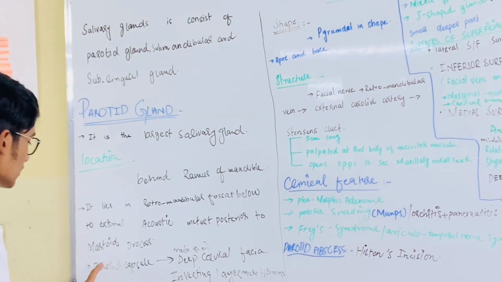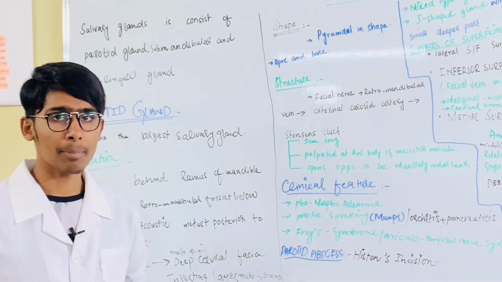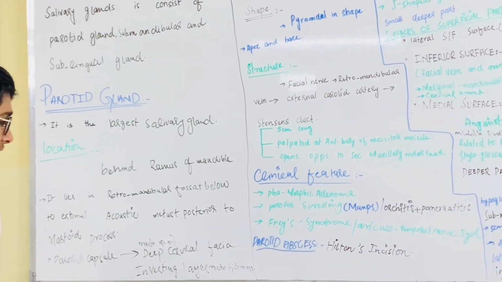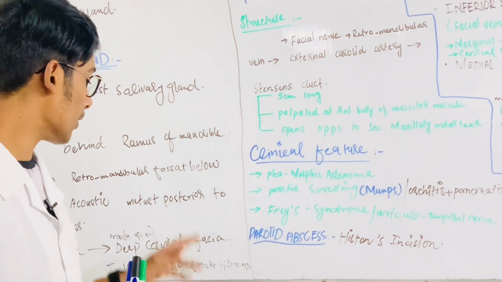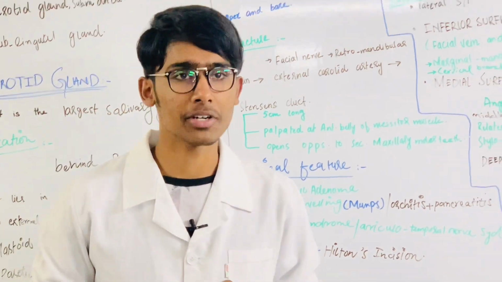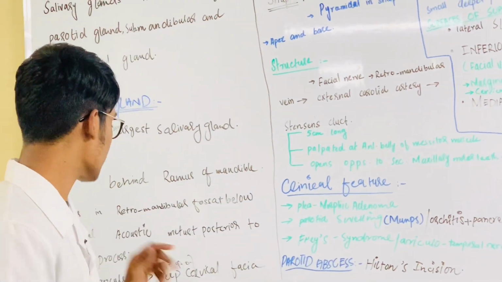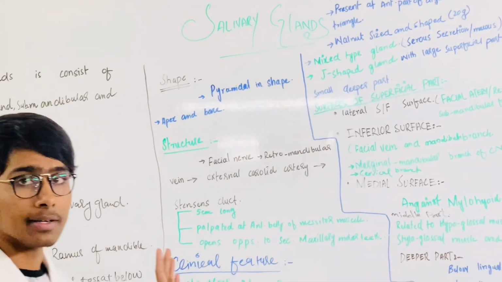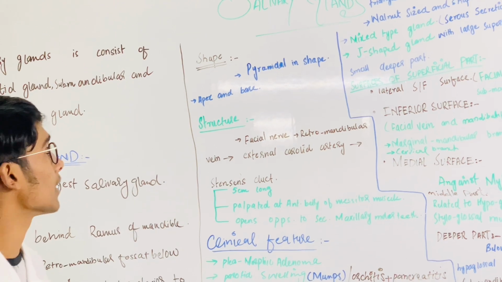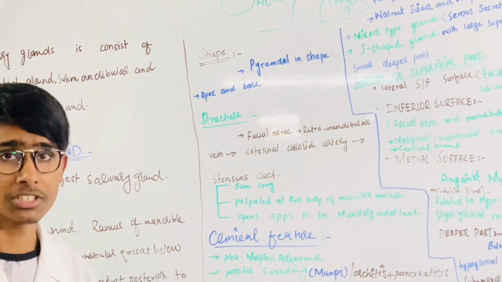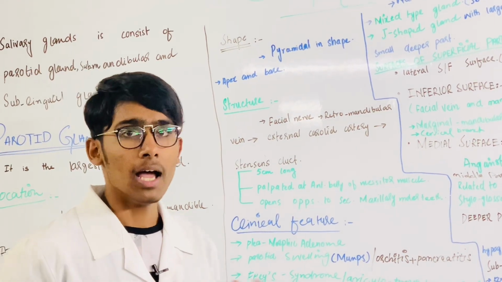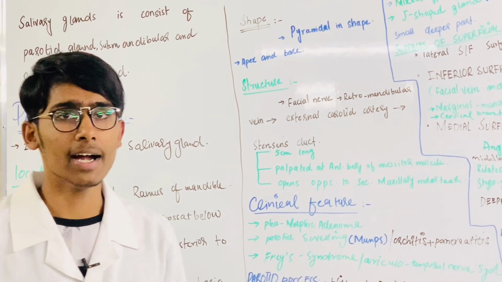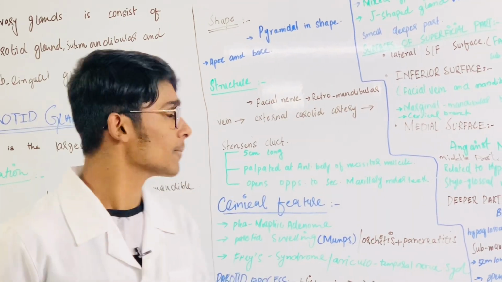Now let's discuss the parotid capsule. It is made up of the investing layer of deep cervical fascia, which makes a fibrous capsule around the parotid gland. This is called the parotid capsule. Now let's discuss the shape of the parotid gland. It is pyramidal in shape with an apex and a base. The apex is directed downward and the base is directed upward.